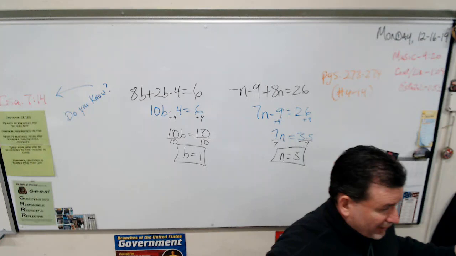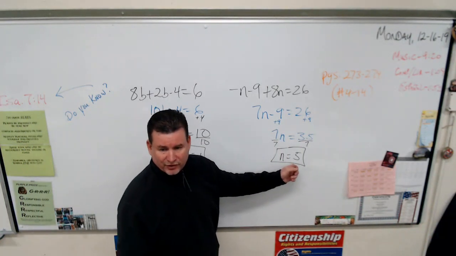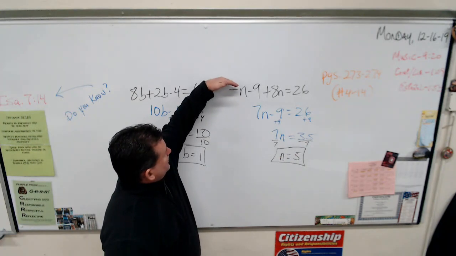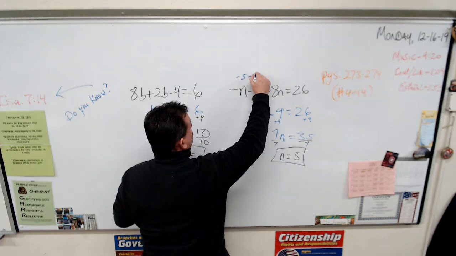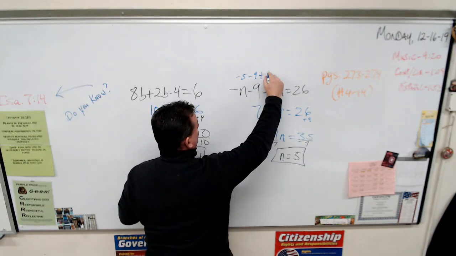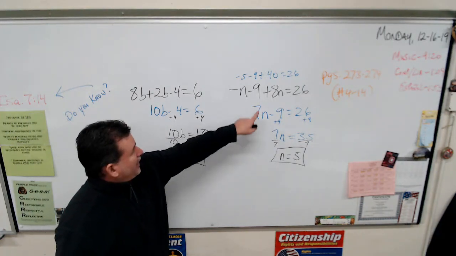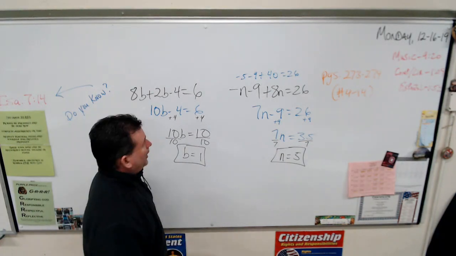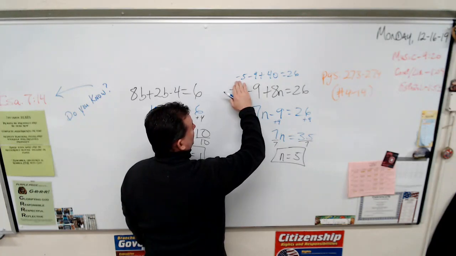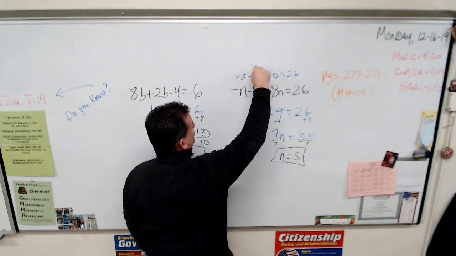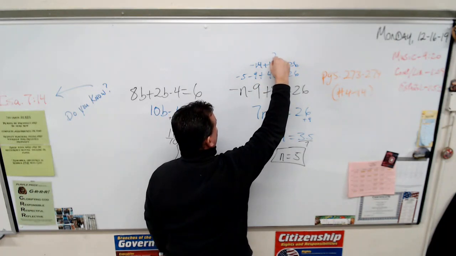Now, the last part would be to always be sure to take this 5 and plug it in like this. Negative 5 minus 9 plus 40 equals 26. Because 8 times 5 is 40, so I wrote it like that, right? So now I've got negative 5 and negative 9, which is negative 14, plus 40 equals 26. Yep, sure does.